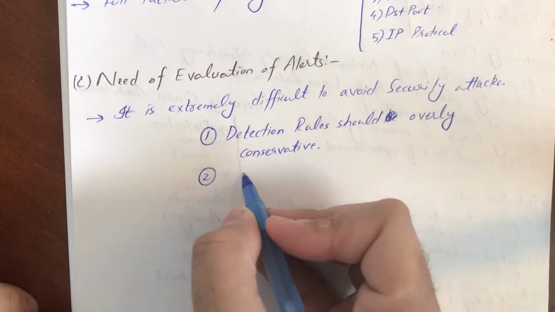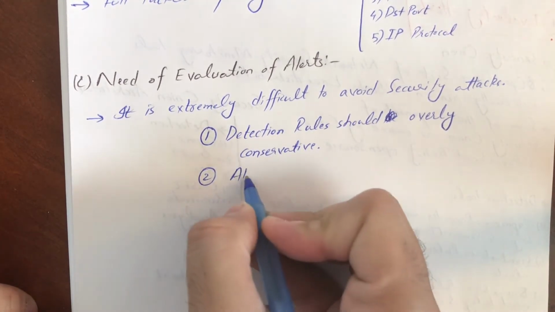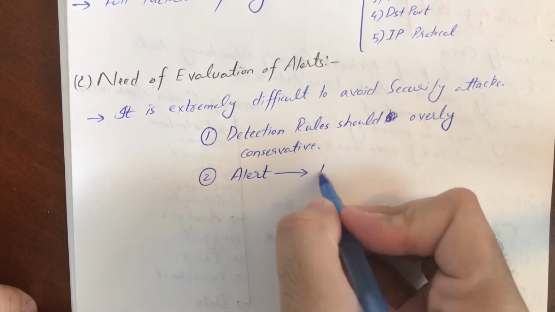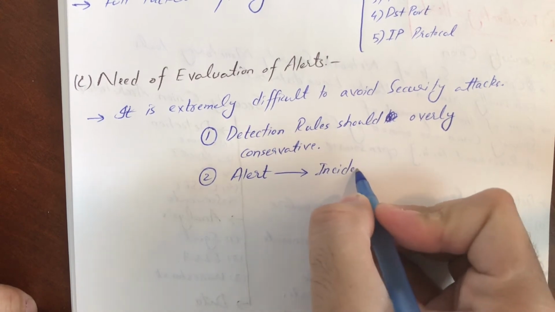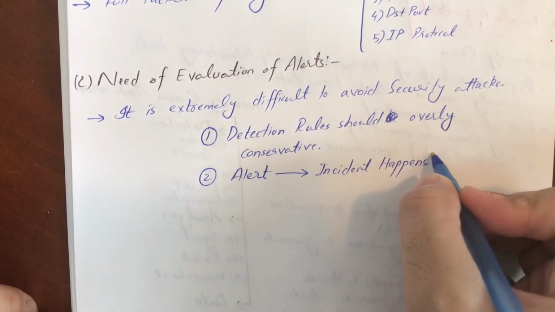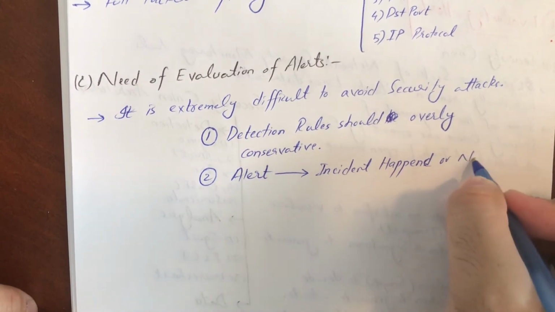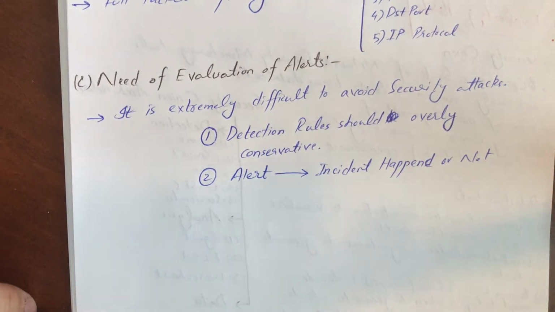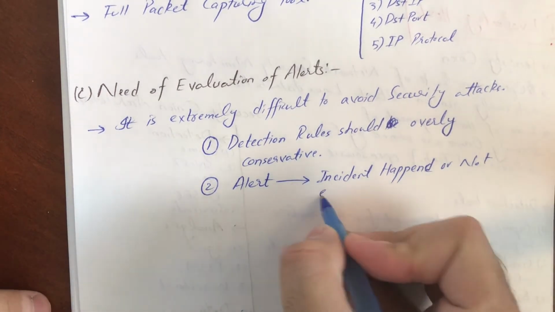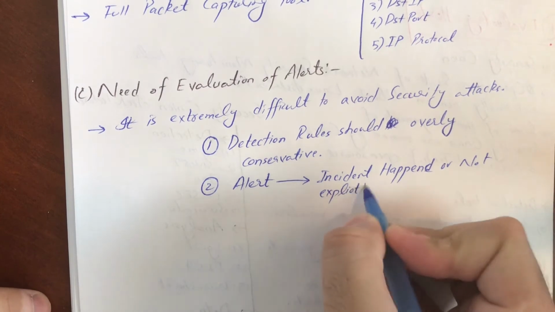Number two, for example, an alert is generated. We got an alert, so we need to classify whether the incident happened or not. We need to actually verify. For example, we got an alert and the actual event didn't even occur. So we need to see whether the exploit occurred or not. This is very important. We need to find it out.